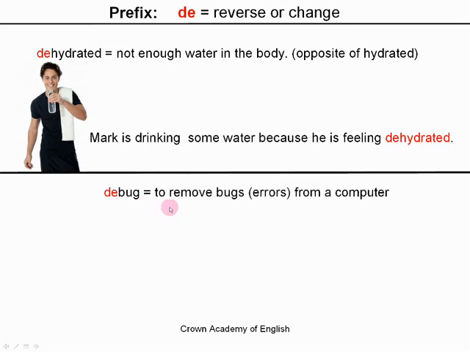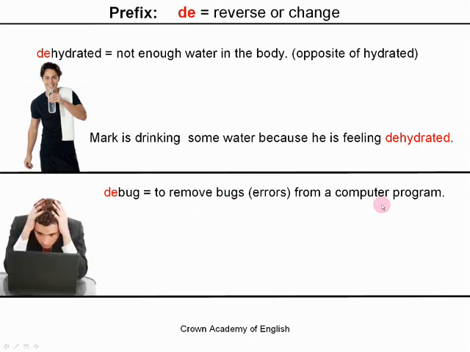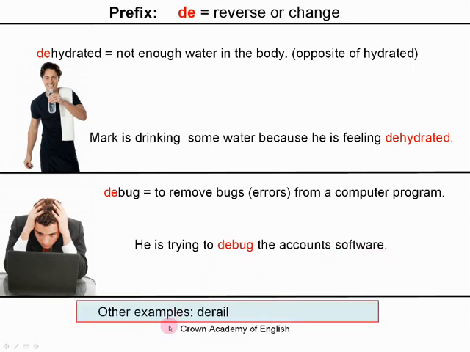Debug, to remove bugs or errors from a computer program. Okay, so originally bugs were put into the program accidentally, and debug reverses the process. We remove bugs. He is trying to debug the account software. Other examples: derail, de-ice, decaffeinated. And here we can see the hyphen in the middle.